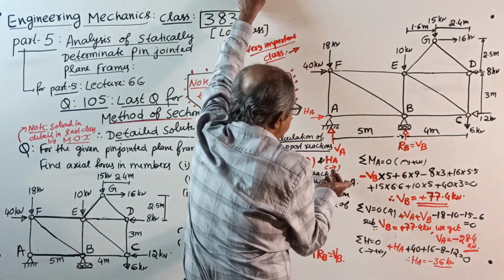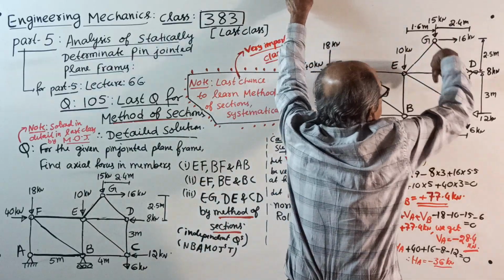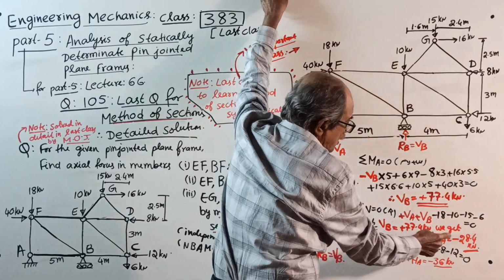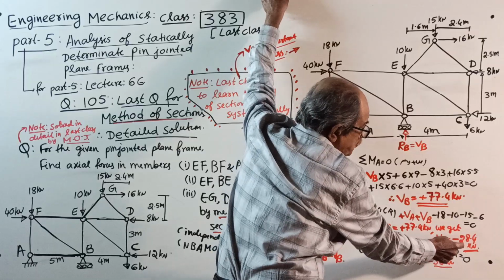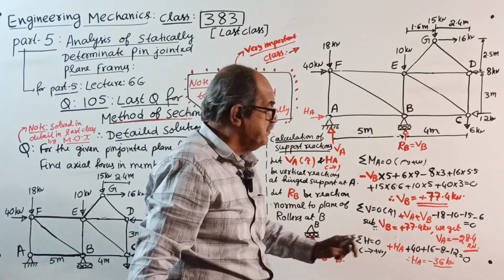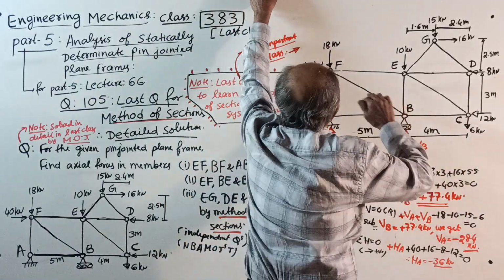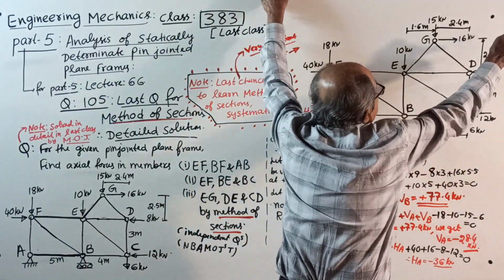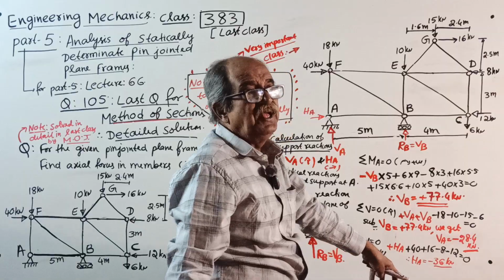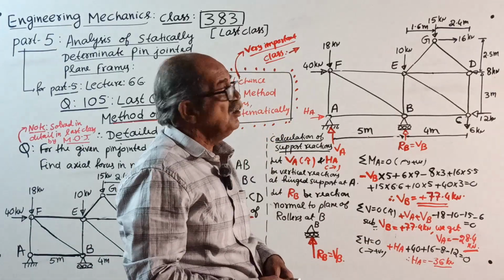Sigma V equals 0: VA plus VB minus 18 minus 10 minus 15 minus 6 equal to 0. Substitute VB whatever you got. VA we got minus 28.4. Very important now: sigma H equals 0, right side positive: plus HA, plus 40, plus 16, minus 8, minus 12, equal to 0. You got HA minus 36 kN. Now it is ready for method of joint.